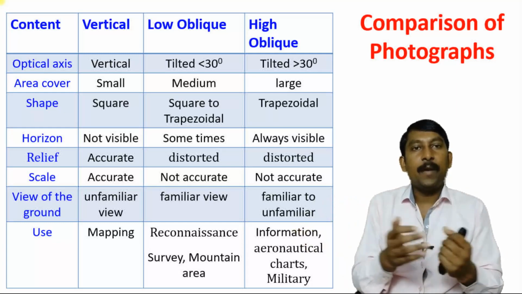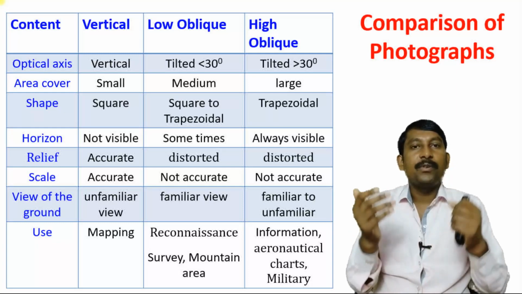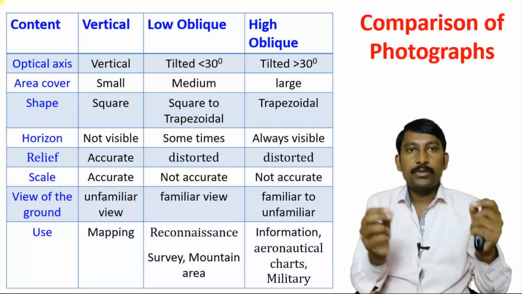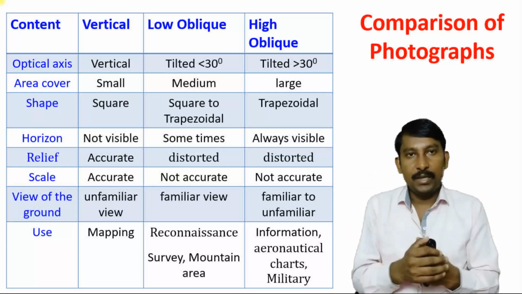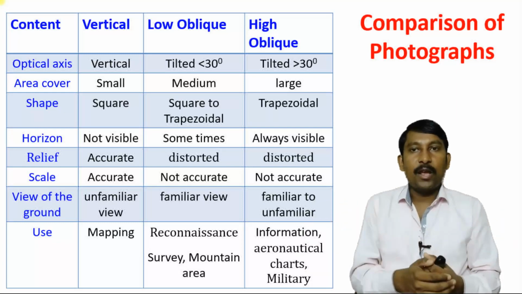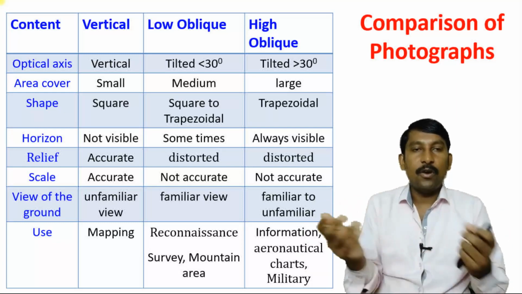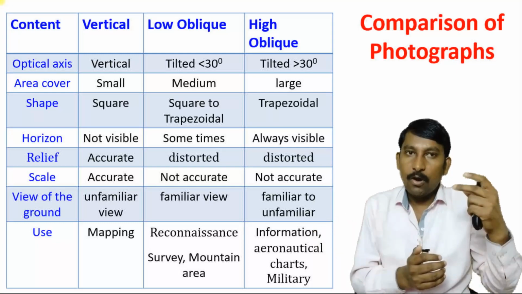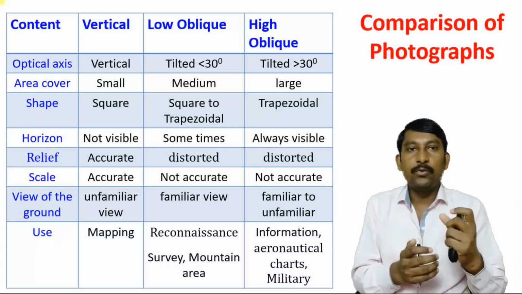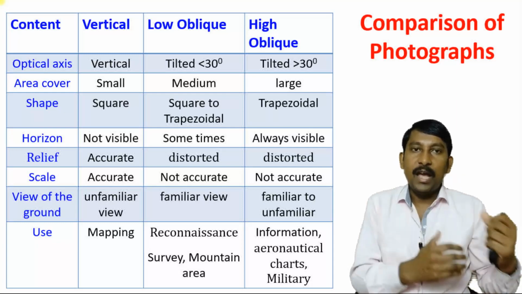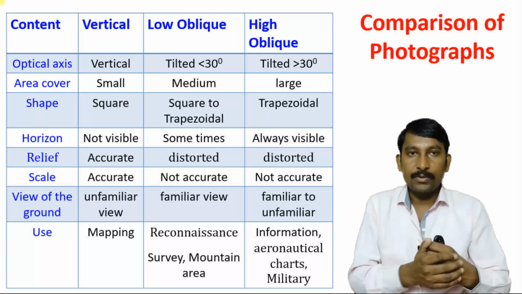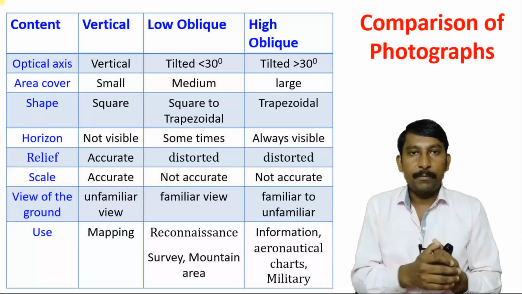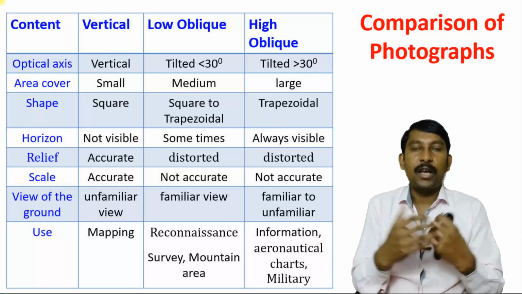Next, the use and application of the photographs. Vertical photographs you can use for the purpose of mapping, and these are the most useful for mapping in aerial photogrammetry. Low oblique photographs are used for reconnaissance or survey or the study of mountain areas. If you want to study a valley, you can use low oblique photographs. Then high oblique photographs are informative photographs. You can use them for aeronautical charts and for military purposes. These are the most popular uses for high oblique photographs.